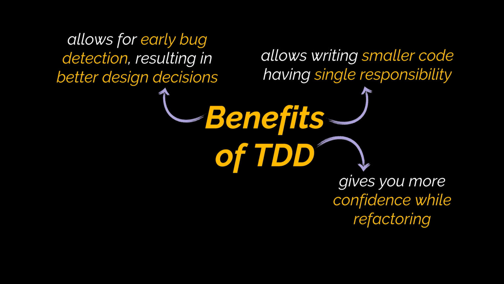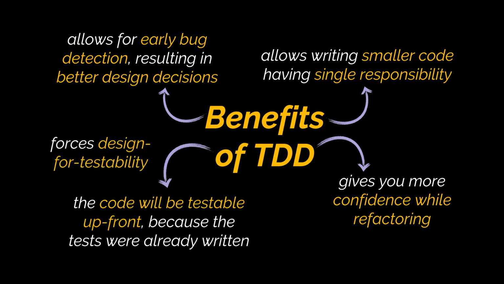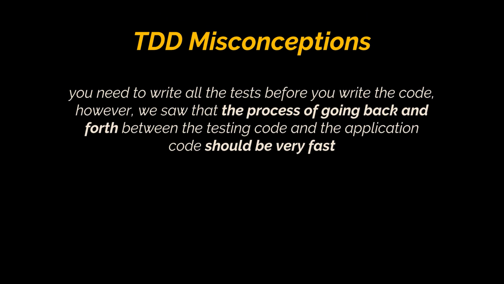You know, I can go on and on about this, but I want to tackle more topics, so I'll just end with this. TDD forces design for testability, which means that the code you write will be testable up front, and you know it because the test was already written. One of the worst things about writing tests is having to go back and change working code because it isn't testable. Now, a lot of misconceptions were already tackled in this series, one of them being that you need to write all the tests before you write the code, and we saw that the process of going back and forth between the testing code and the application code should be very fast.